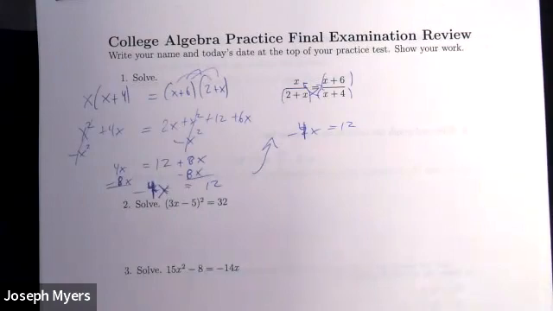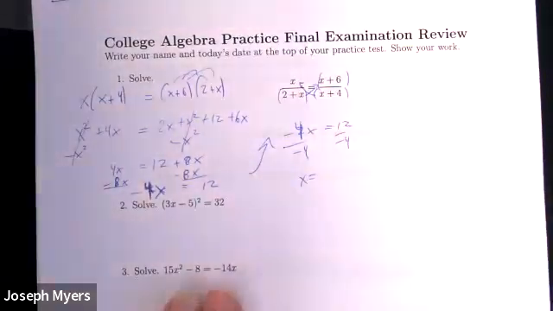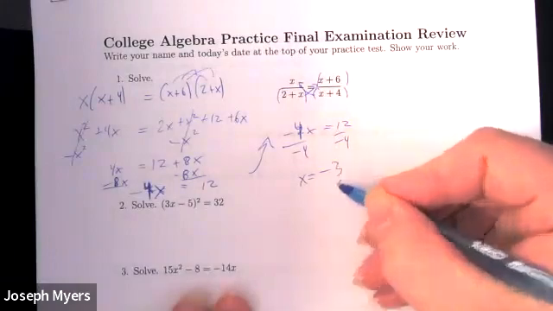Does that look better? Now, what do I do to get x by itself at this point? Divide by negative 4, correct? And then you get x equals what? Negative 3. Negative 3, correct.